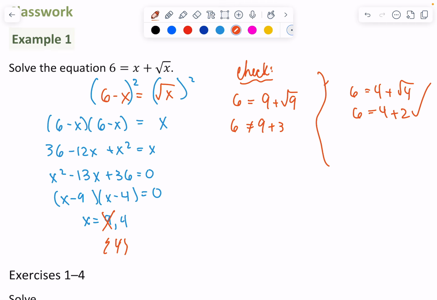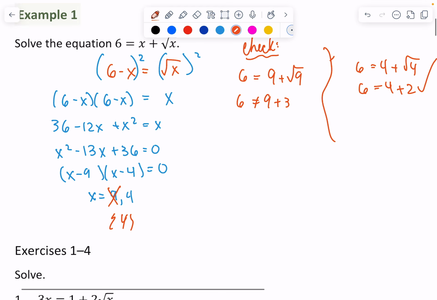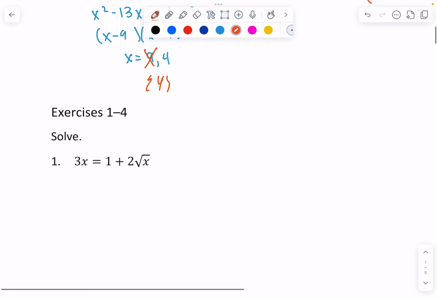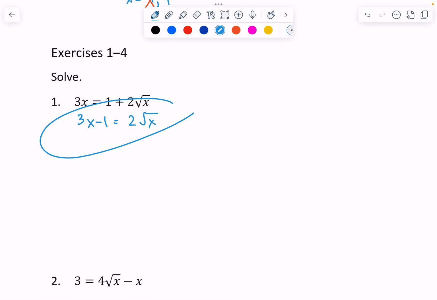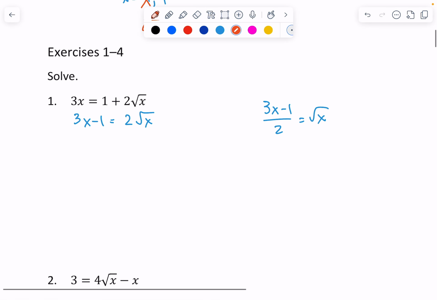Now for the rest of the problems in this section, I'll probably just tell you which one works out and which one is extraneous, and you can check on your own. Okay, number 1. Same idea. Isolate the radical. Subtract by 1 on both sides. At this point, you could divide both sides by 2, but it's definitely going to make your life a little bit harder because now you have fractions.